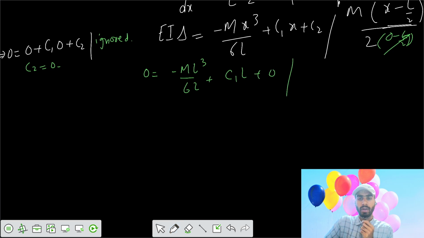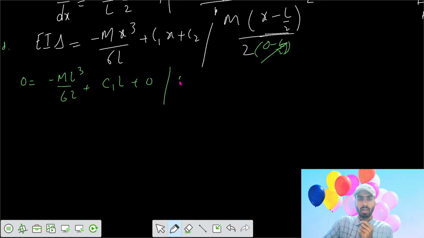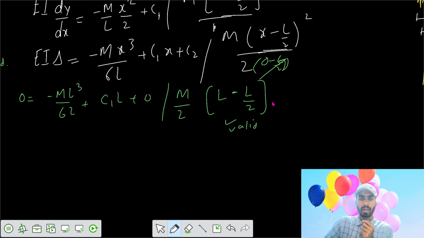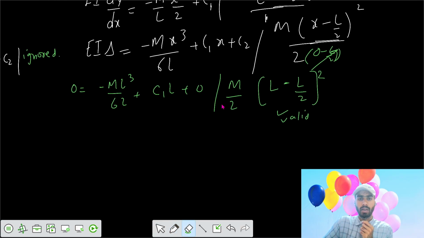Then we have to see whether this term is valid or not. We write M by 2. Your value of x equals L, yes, it's valid, because L minus L by 2 is a positive value, so it's valid. Then it has a square. So now we can remove the bracket. We can write positive plus, so this is valid. So we can get the value of c1.